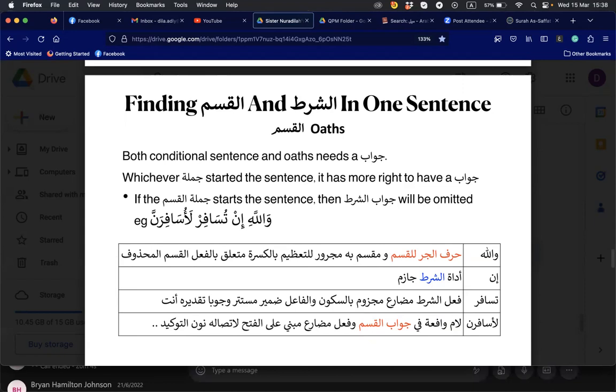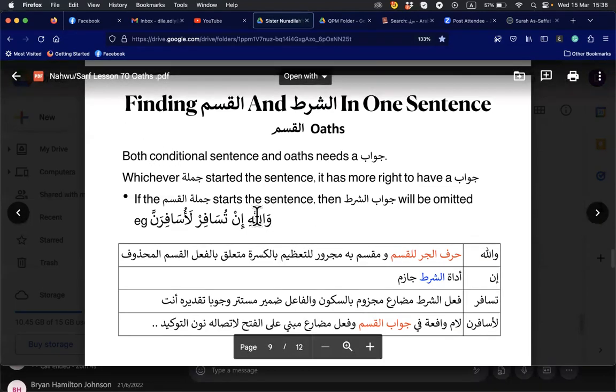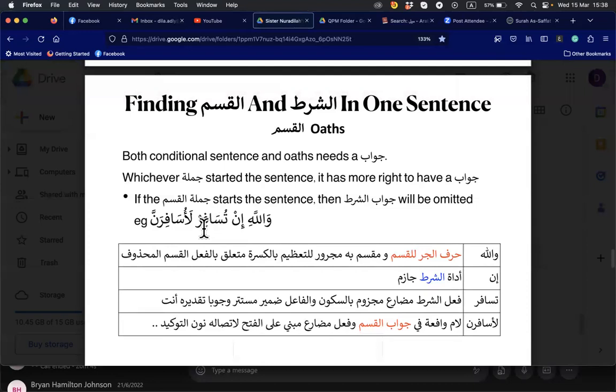See which one starts the sentence. Yes. Whichever starts the sentence, that one will have a jawab. Okay. So for example, here we have wallahi in tusafir la usafiranna.